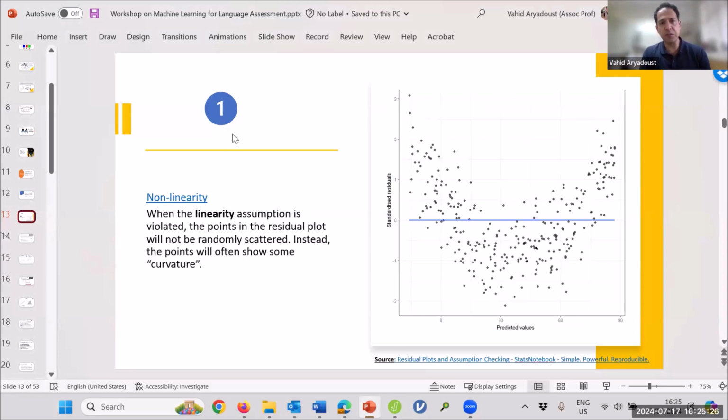Okay, the first assumption is linearity. As I mentioned before, linearity is one of the important assumptions of linear regression, but it's not an assumption of machine learning, especially artificial neural networks. Okay, there are different ways of making sure that your data is linear and there are no curvatures. One of the useful ways is to create this plot.